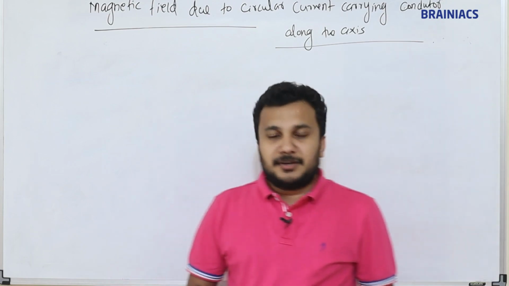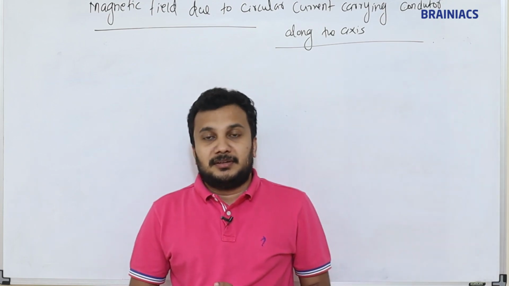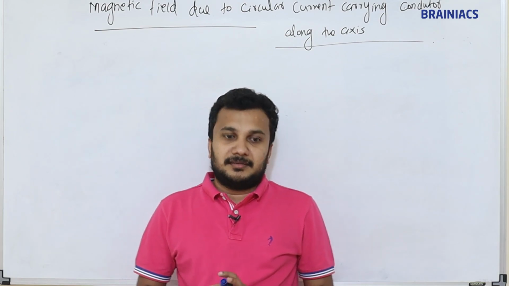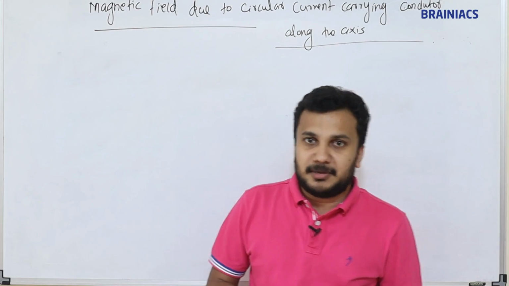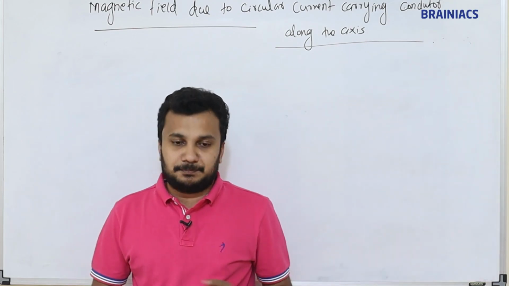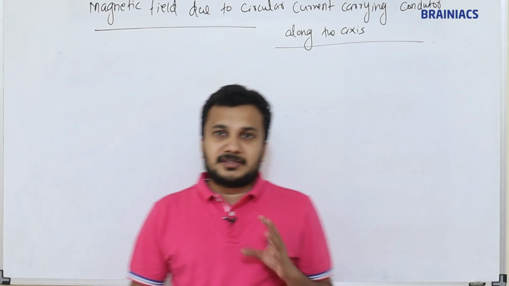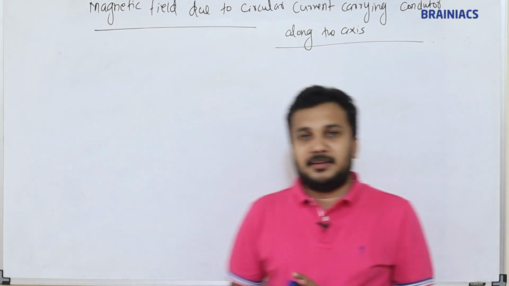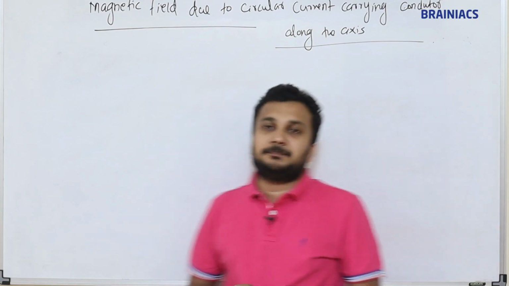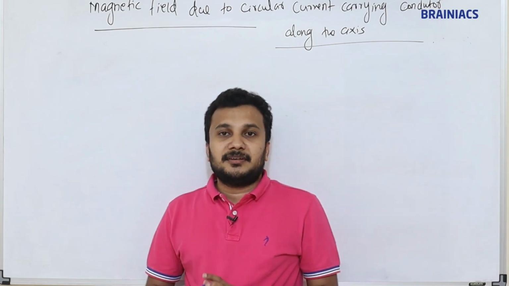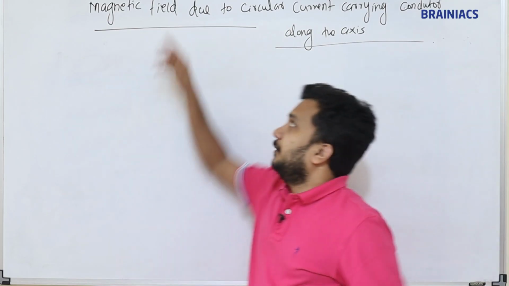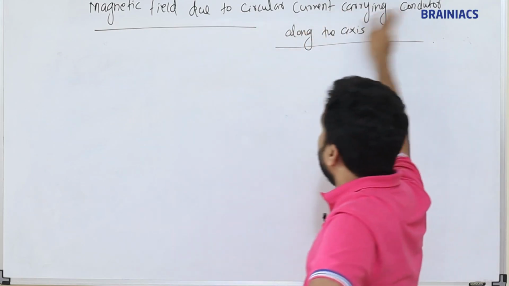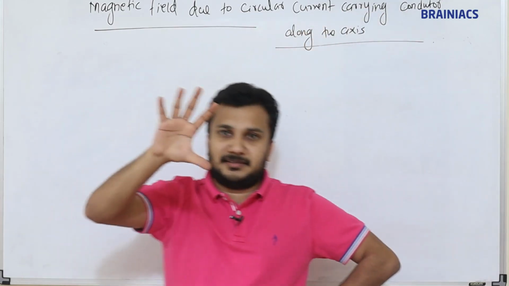So let's continue. Last class we discussed the magnetic field created by a circular current carrying conductor at the center region, μ0 I divided by 2R, where R is the radius. Today we are going to discuss something different, but finally it has some connection with what we learned in the last class. So the topic is magnetic field due to a circular current carrying conductor along the axis.